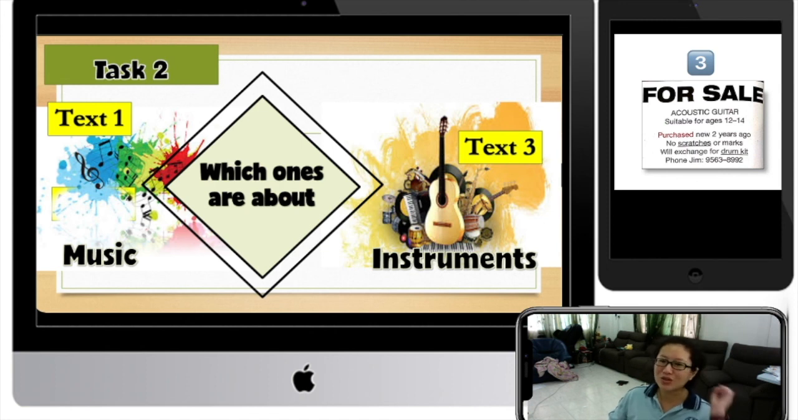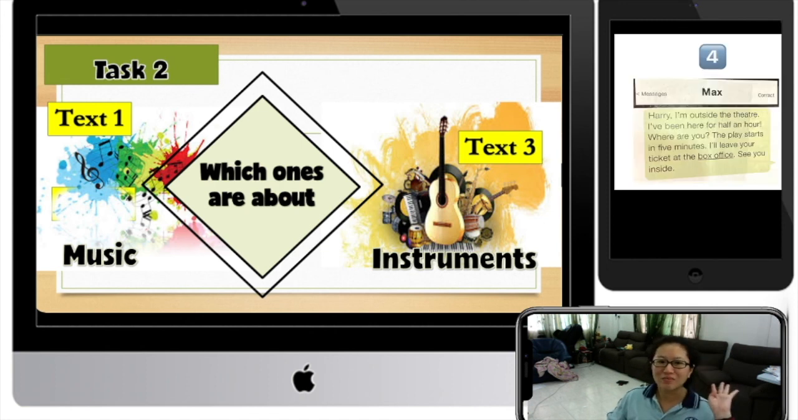Let's move on to the 4th text. What is it about? Is it about music or instruments? Yes, you got it correctly. It is neither. It is not about music. It is not about instruments. It's about movies.